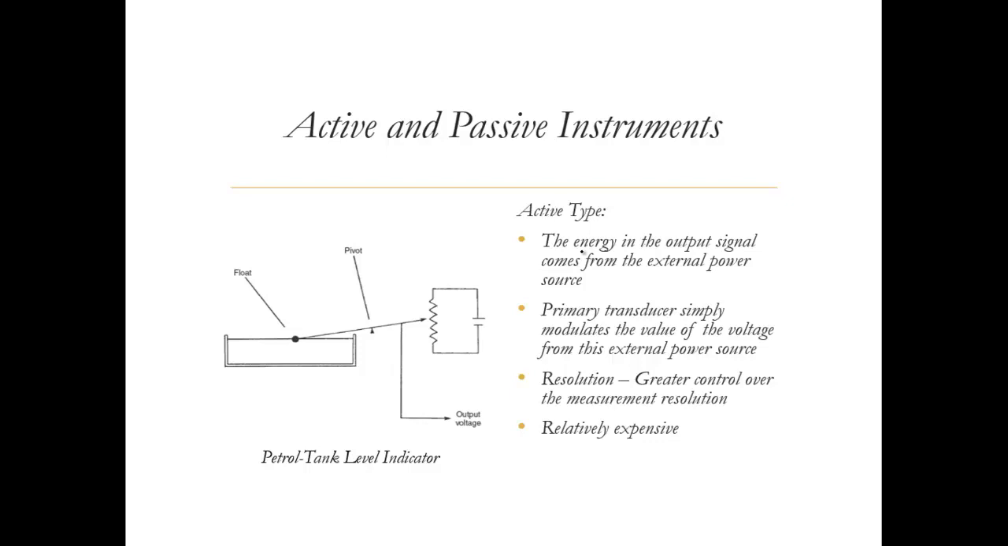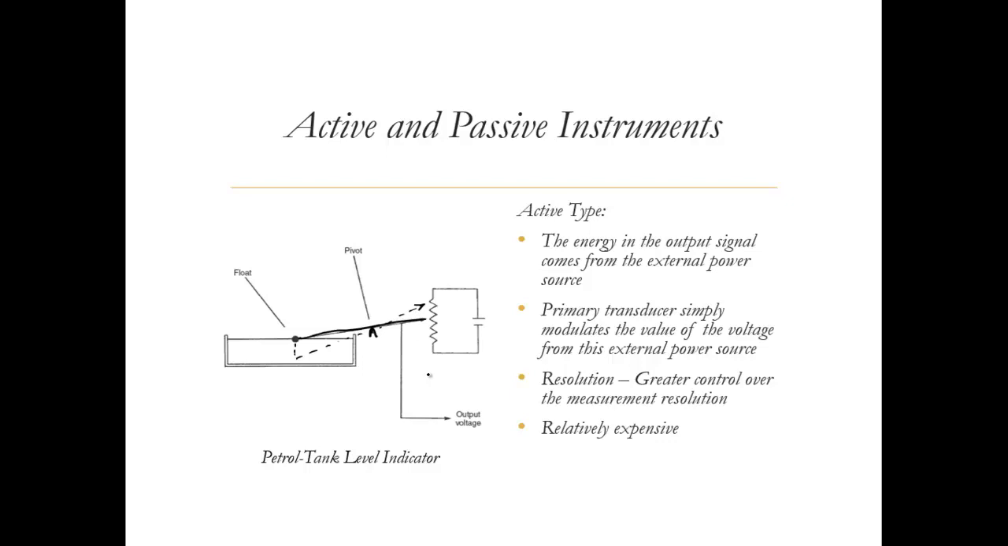So now, active and passive instruments. In the active type, the energy in the output signal comes from an external power source. If you look at the petrol tank level indicator, we have a float based petrol tank level indicator. This is the traditional, or conventional, way we would measure the level of the petrol. We would have a float, or some lighter body that would float on the petrol, and then accordingly we had a lever, and then we had a pivot. So the moment this goes down, this would change the direction, and then accordingly this would change the deflection needle.